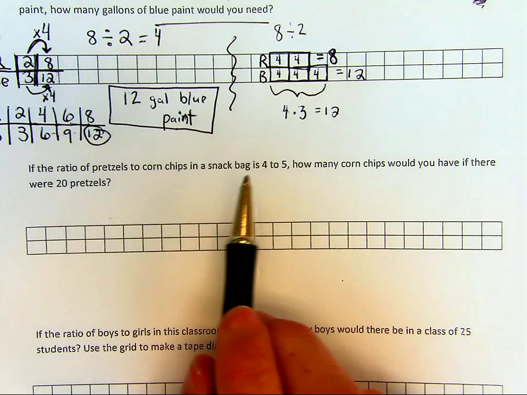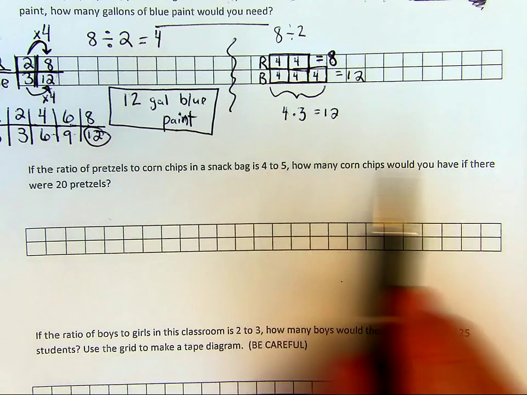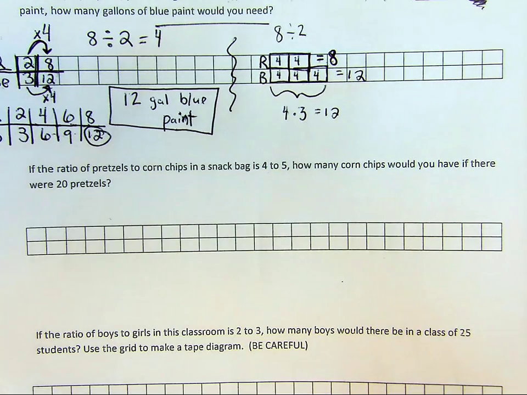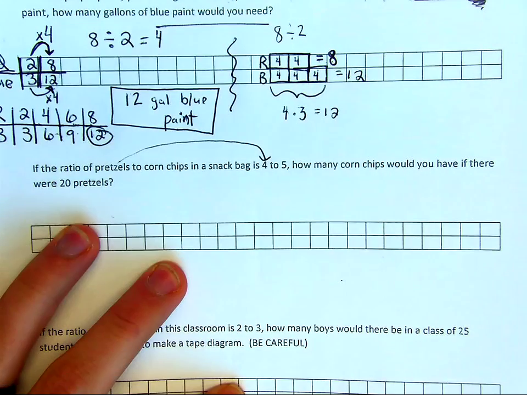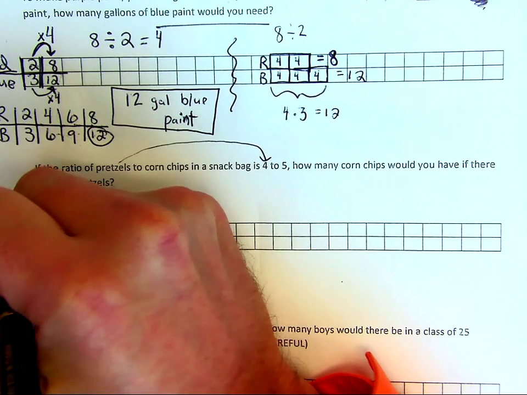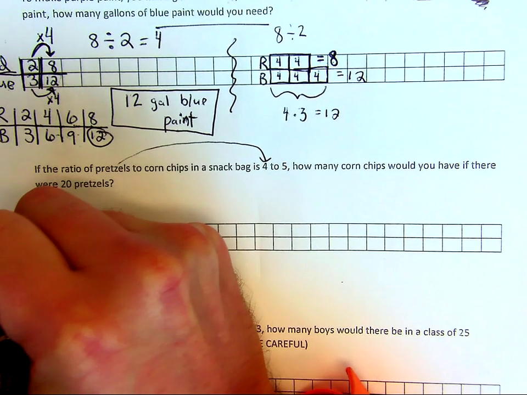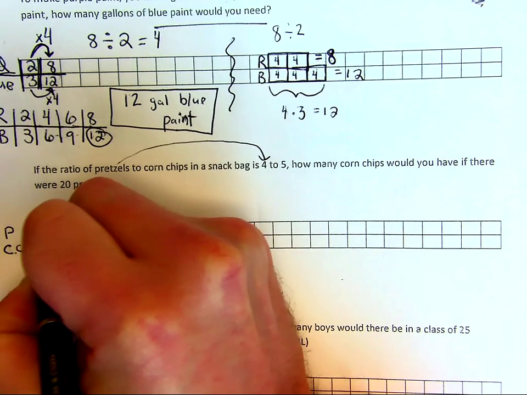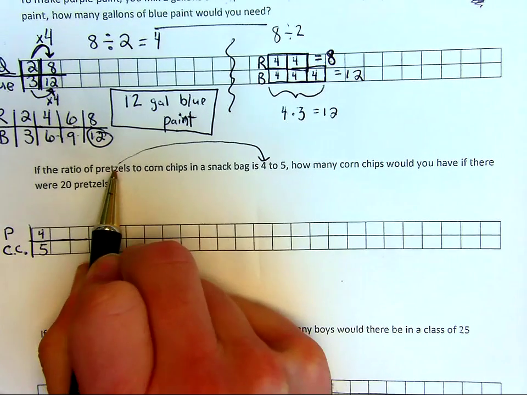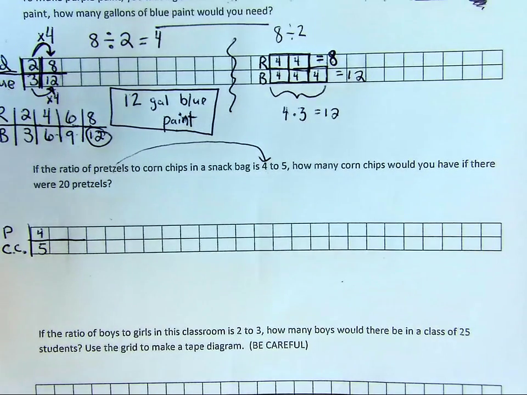The ratio of pretzels to corn chips is 4 to 5. How many corn chips will there be if you have 20 pretzels? Organization is the key. Pretzels are first, so that's going to go with the first number. So I'm going to say pretzels and corn chips is 4 to 5. Pretzels is the first word, so it goes with the first number.